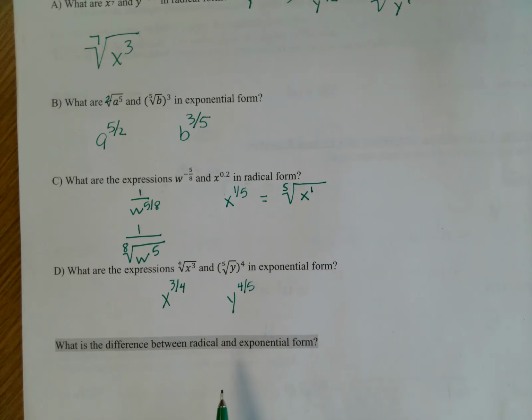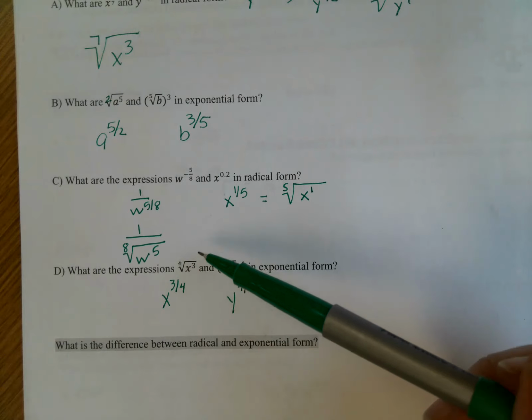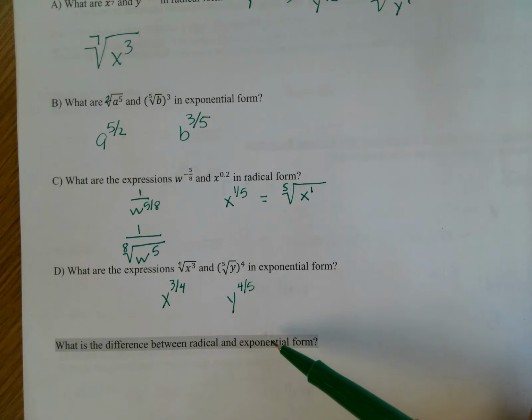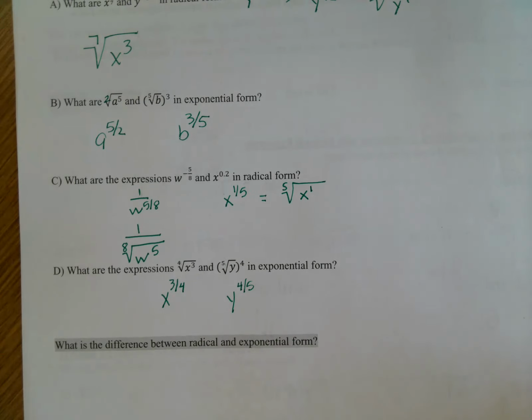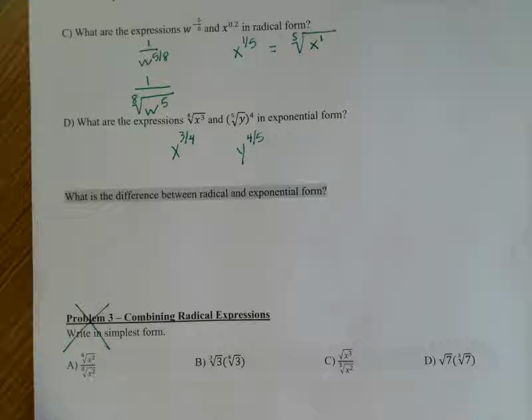What's the difference between exponential and radical? Radical is when you have the root written. Exponential is when it's an exponent. So if it's an exponent, that means it's a fraction exponent. A radical is a fraction exponent. This problem 3, we're not doing that.